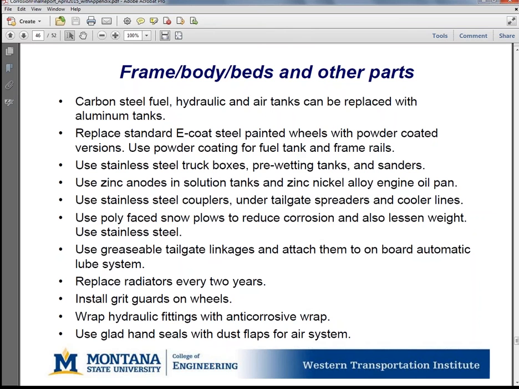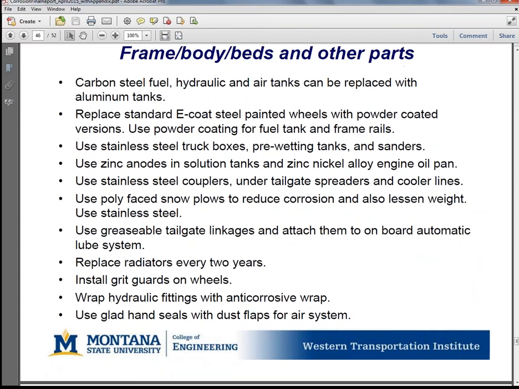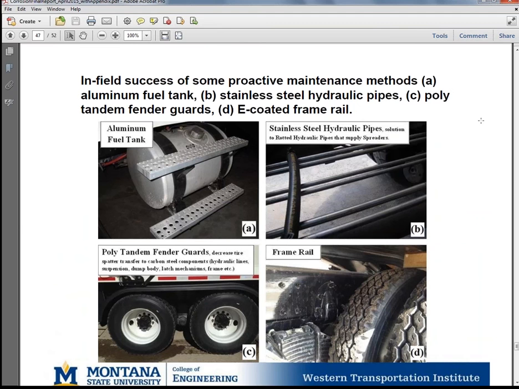Use greasable tailgate linkages and attach them to onboard automatic loop systems. Replace radiators every 2 years. Install grit guards on wheels. Wrap hydraulic fittings with anti-corrosive wrap. And use glad hand seals with dust flaps for the air system.